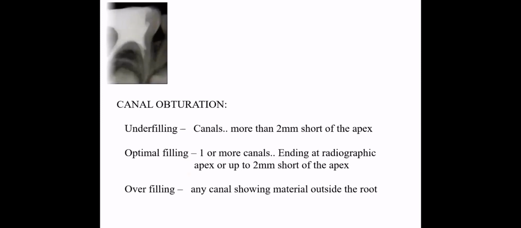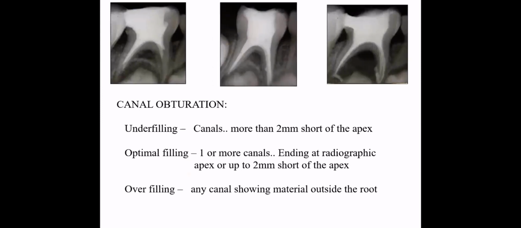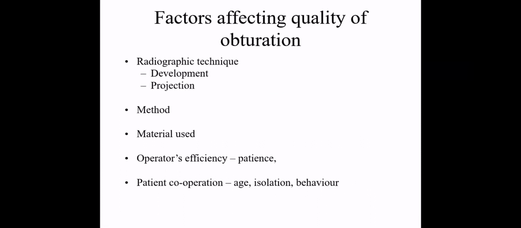Now, canal obturations can be of three types: underfilling, optimal filling, and overfilling. Underfilling means more than 2 mm short of the apex. Optimal filling is one or more canals ending at the radiographic apex, or up to 2 mm short of the apex. And overfilling is any canal showing material outside the root. You can see here the materials have literally gone outside the root.